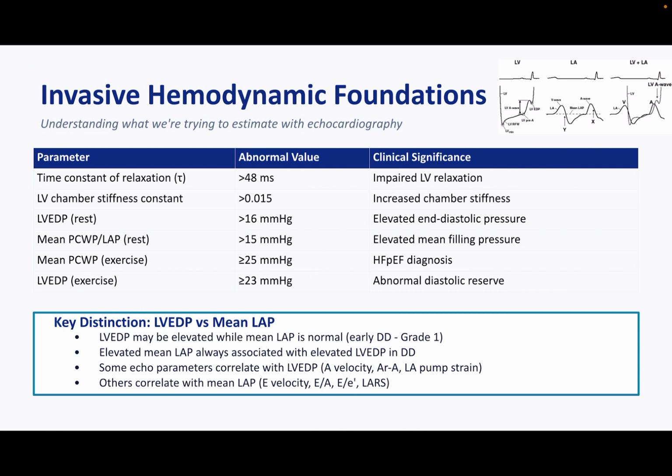This distinction matters because different echo parameters correlate with different invasive measurements. A velocity, AR minus A duration, and the LA pump strain correlate with LVEDP. E velocity, E to A ratio, E to E prime, and LARS correlate with mean left atrial pressure. So when we use E to E prime to estimate filling pressure, we are really estimating mean left atrial pressure, the more clinically relevant parameter for symptoms and hospitalization risk.